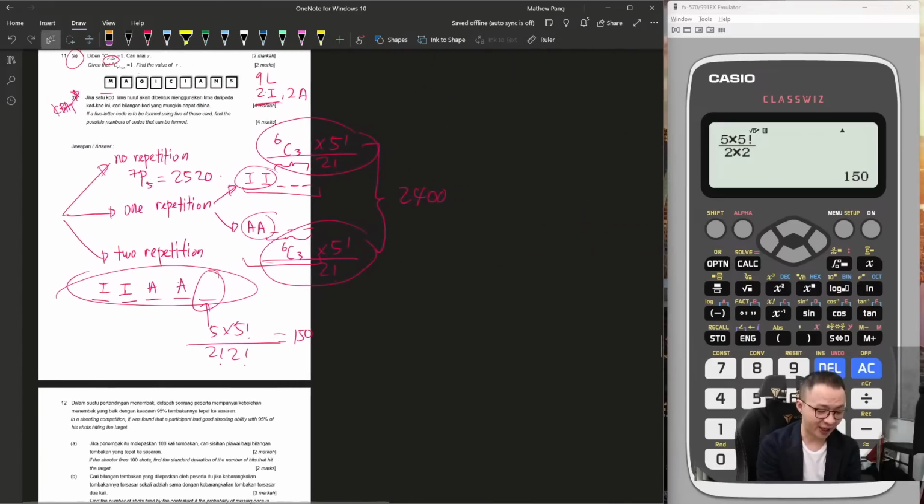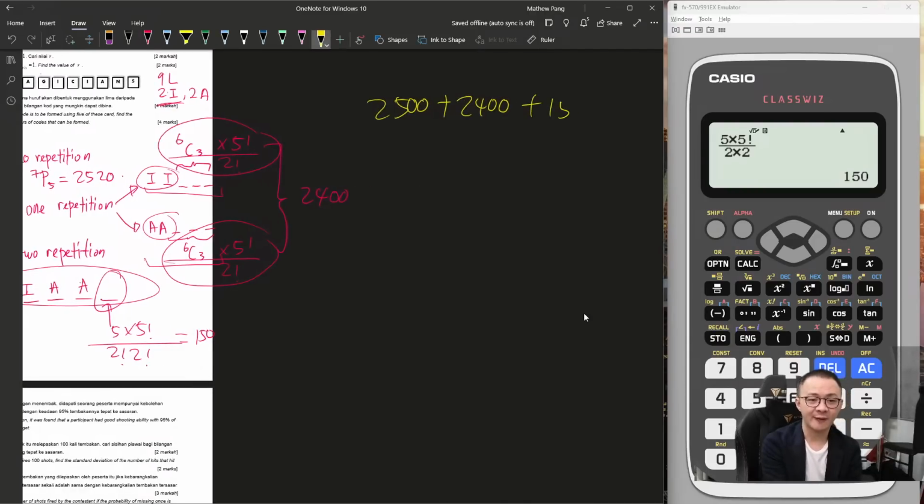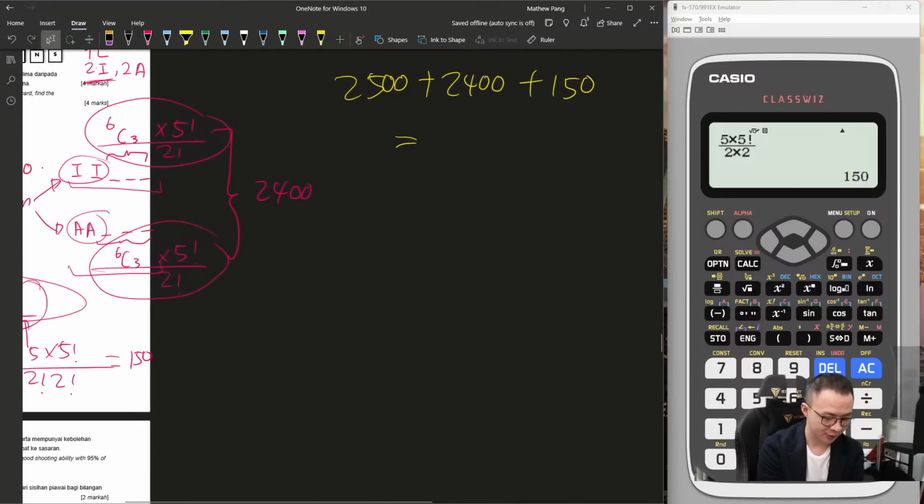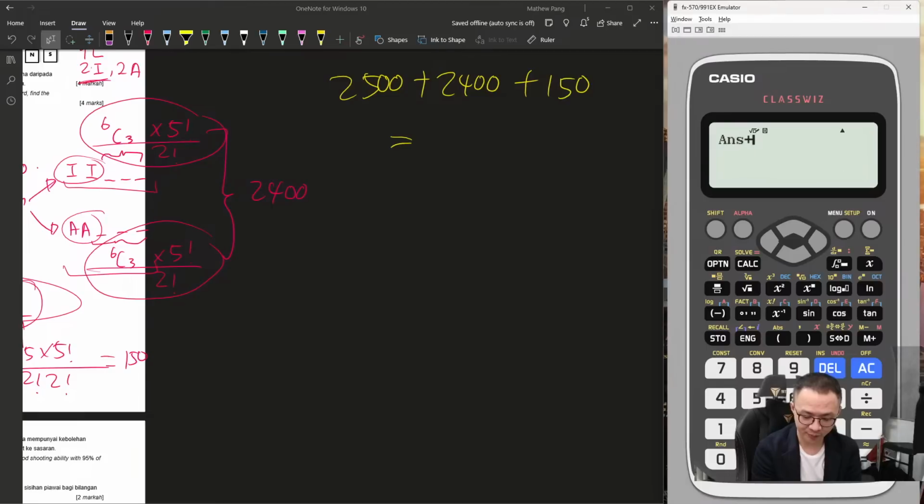Then I will add all the values I have here. Therefore, I will use 2500 plus 2400 plus 150. So it's 5050.